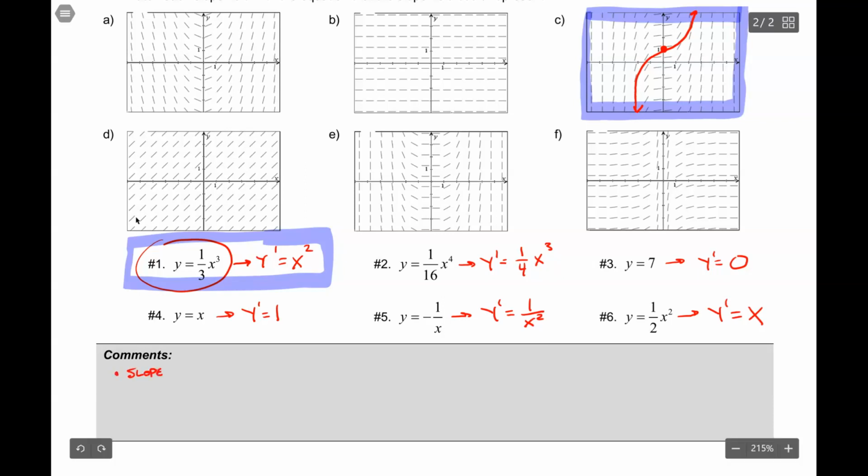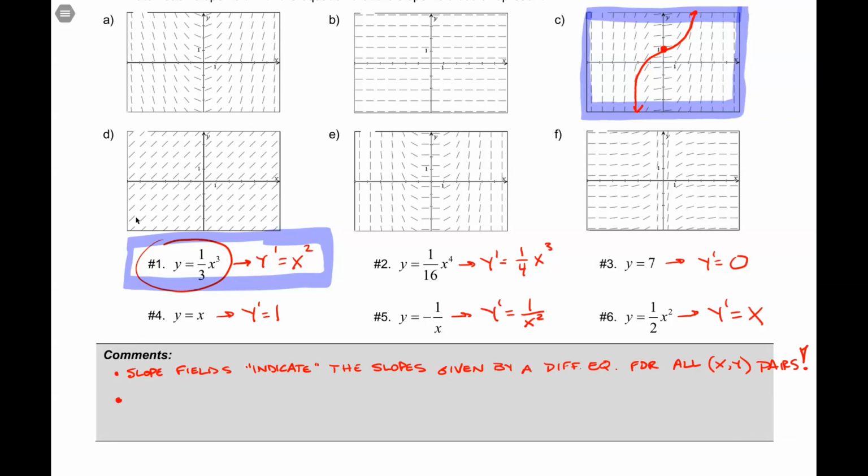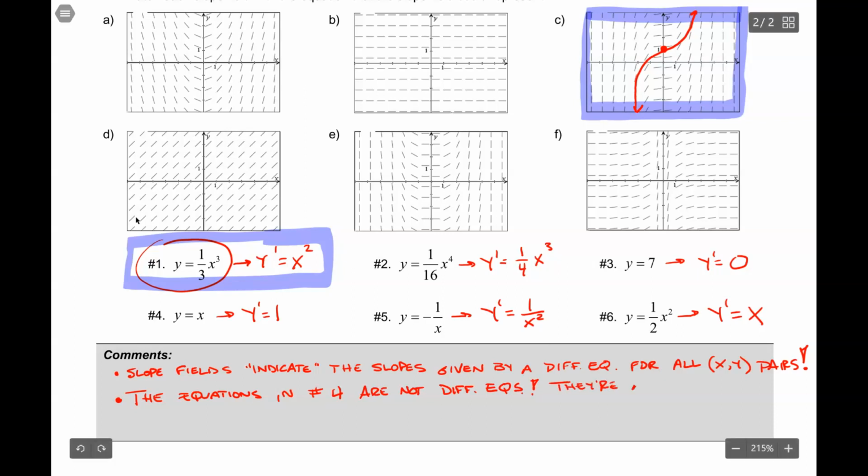Here's my first comment. Slope fields indicate the slopes given by a differential equation for all x, y pairs. The sketch through a particular point is a sketch of a particular solution for that differential equation. Second thing I'd like to mention here, the equations in number 4 are not differential equations. They're actually general solutions without the plus c. To see the differential equation, take a derivative.